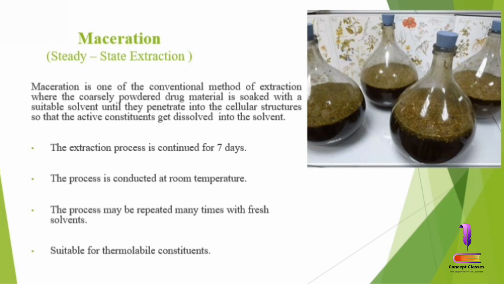So, as we know, once the solvent penetrates the cellular structure, the phytoconstituents which have the affinity towards the solvent based upon the polarity will get dissolved into the solvent. Now this extraction process is continued for 7 days, and after 7 days we need to filter this and collect the filtrate, that is the solvent with the extracted phytochemicals. Now many times this process is repeated with fresh solvent. That means the marc which is collected after filtration is again kept for maceration with fresh solvent, and finally the filtrates are added up and volume is made up. Now this method is suitable for thermolabile constituents as we are not applying any heat here.